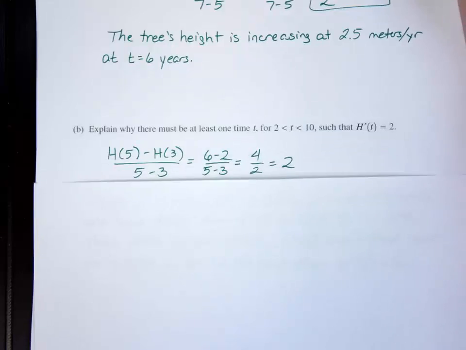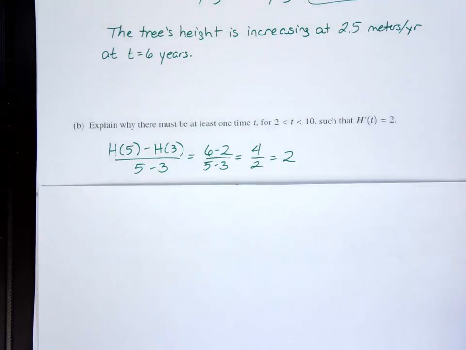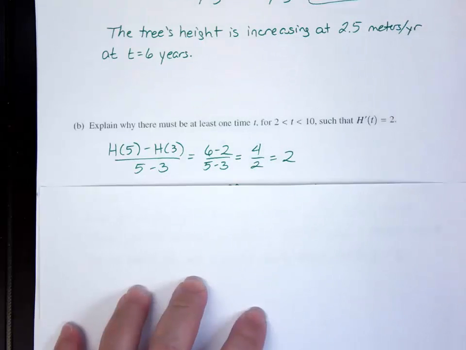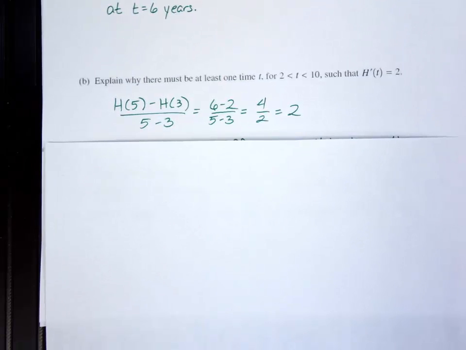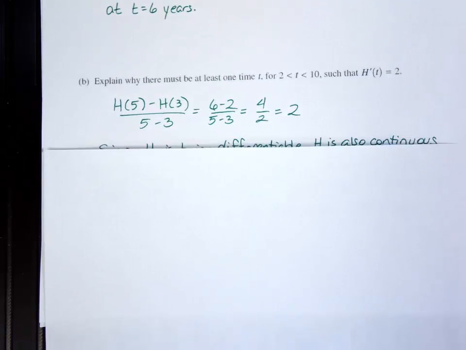The first thing I did was show the AROC step. h of 5 minus h of 3 over 5 minus 3 ends up being 2. And so, when it comes to justifying using a theorem, it is important that you show that the hypothesis holds.